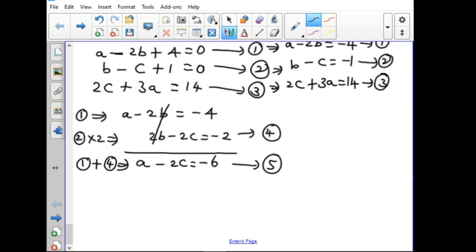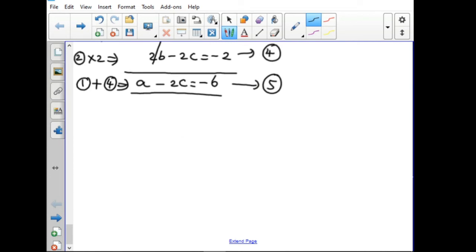Okay. Now we have to consider the other 2 equations. We get in the fifth equation the a and c terms. But in our equation 3 also we have a and c. So we can solve equations 3 and 5. So we have to consider equations 3 and 5. What is our equation 3?